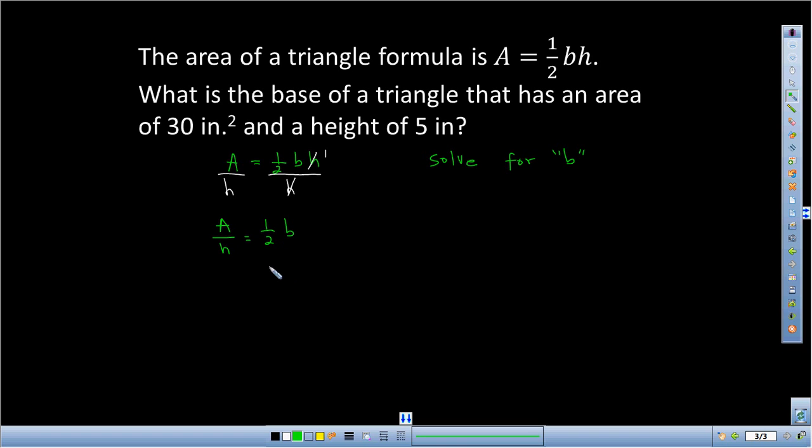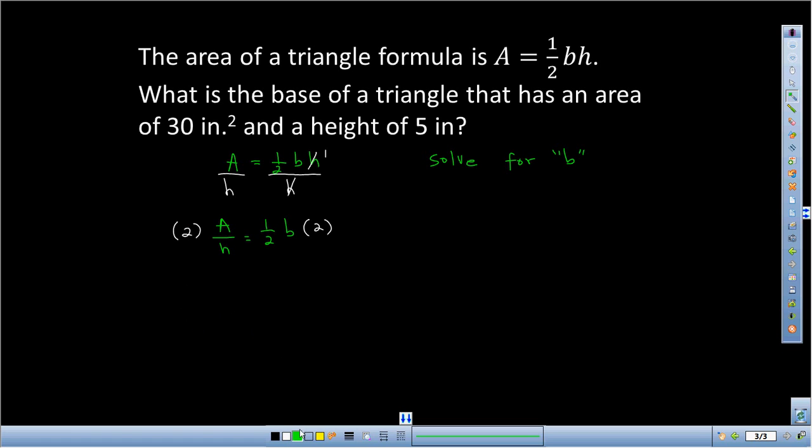Now the next thing we need to do is figure out what to do with this 1/2. Well, as it just so happens, 1/2 has a multiplicative inverse. The multiplicative inverse of 1/2 is 2. So if we multiply 1/2 by 2, we should get 1 as our product. So let's go ahead and multiply the right side by 2. But that means, using the multiplication property of equality, that we need to multiply the other side by 2 in order to maintain balance and equality.